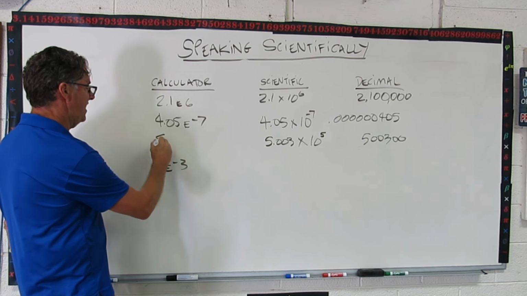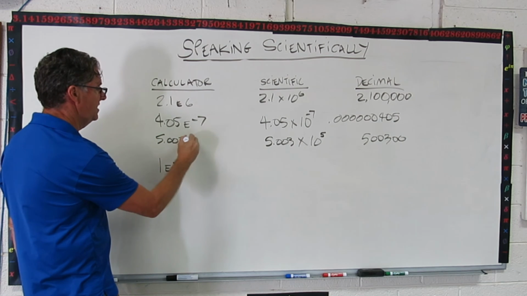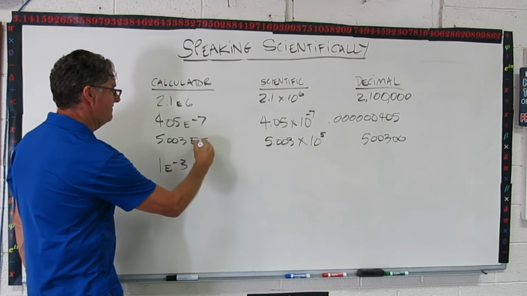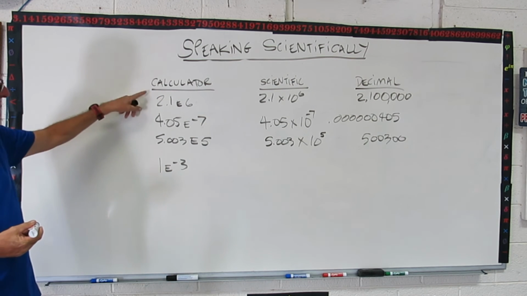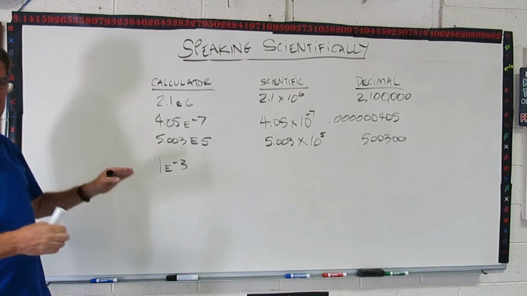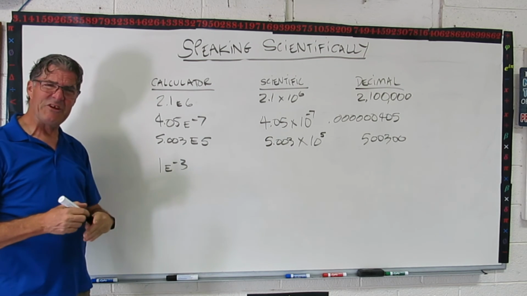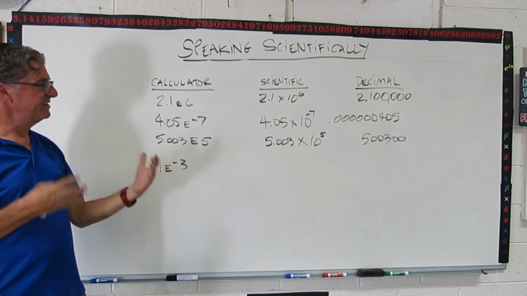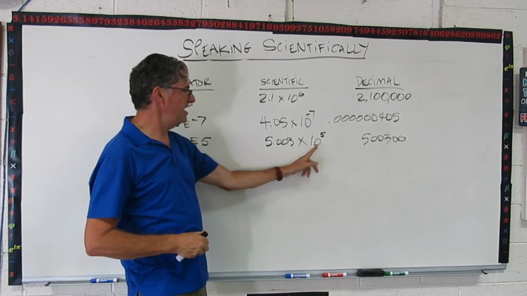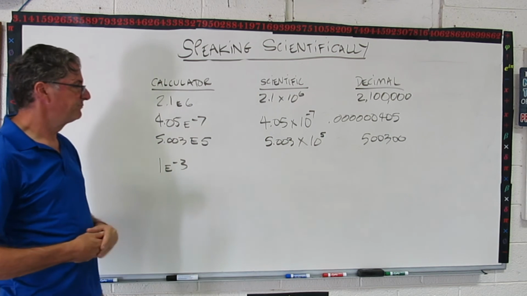We're going to have 5.003E5. Okay? I think the calculator notation is perhaps a little confusing because strictly speaking, it's not really writing correct mathematics. It's using this E symbol to stand in for times 10 to the something.